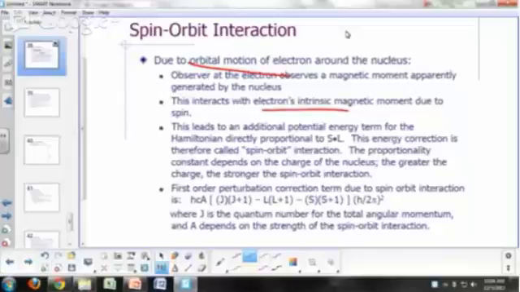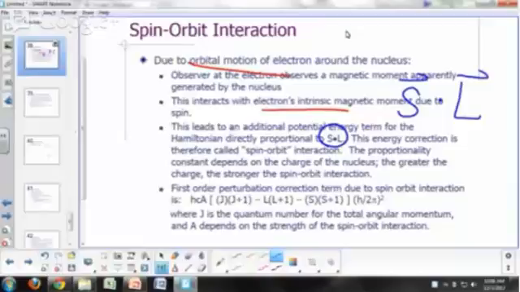Okay, so that charged particle generates a magnetic moment, and so that magnetic moment will interact with the electron's intrinsic magnetic moment. Okay, so that leads to an additional potential energy term that you have to add to your Hamiltonian, so we can treat that as a perturbation. And that additional potential energy term is directly proportional to the dot product of the spin angular momentum vector and the total orbital angular momentum vector. Okay? So that's why we refer to this correction to our Hamiltonian as being due to spin-orbit interaction.